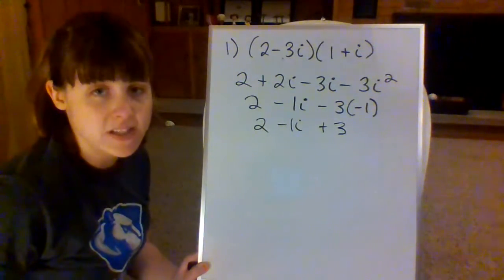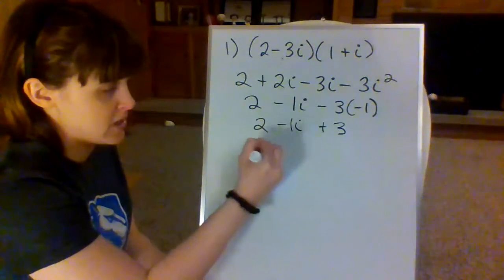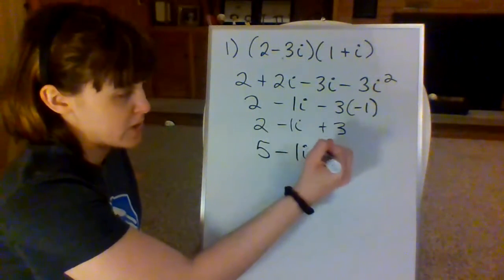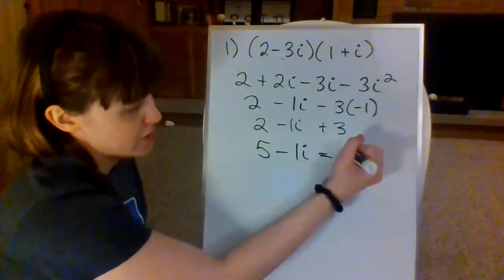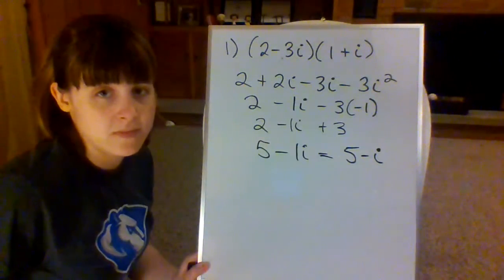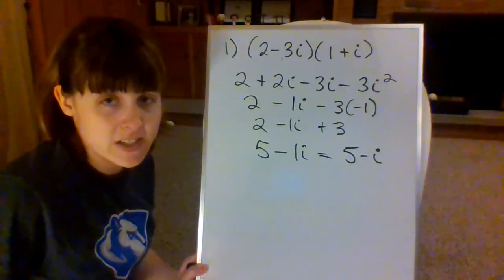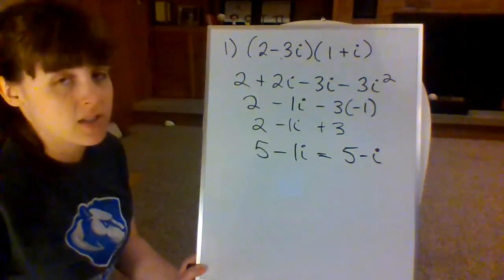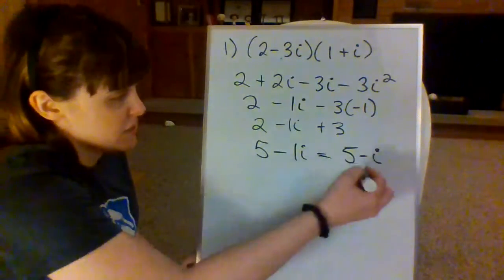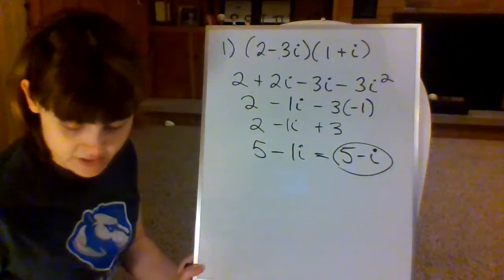Okay, so now it looks like this. So our last like terms are 2 plus 3, which is 5. So it's 5 minus 1i, or you could write 5 minus i. Okay? So hopefully that made sense so far. Alright, so are you ready for the second problem? Alright, let's do it.